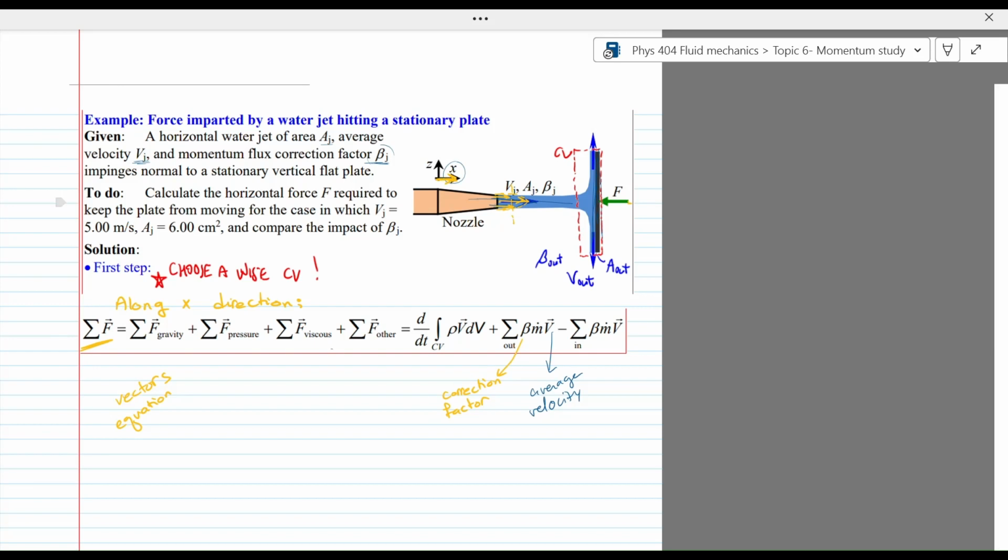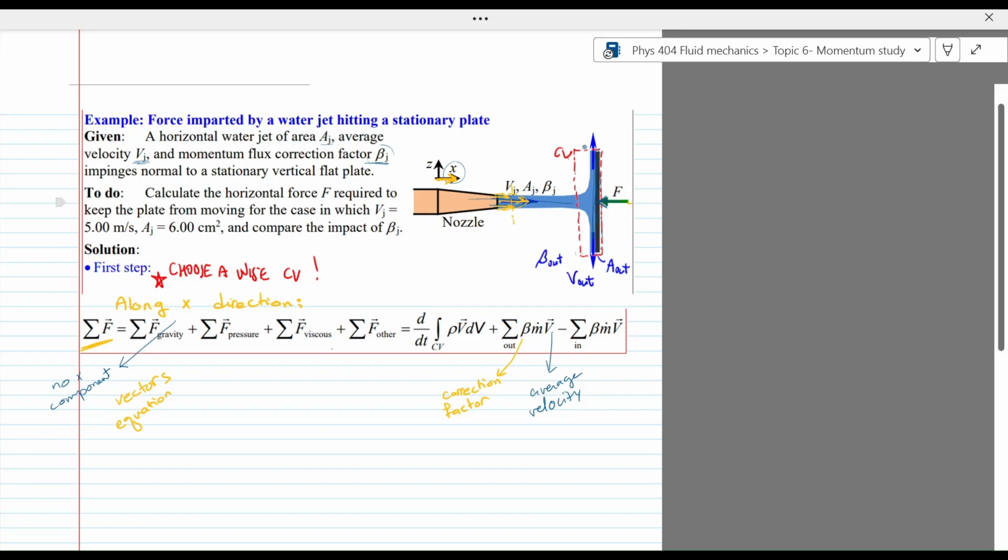Along the x direction, I can see that my equation will simplify a lot because of quantities that do not have any horizontal components, such as gravity. It has no x component, so it will not be kept in my conservation law. For the pressure forces, if we actually look at my chosen control volume, for this study, I'm going to choose a control volume that crosses through the plate so that I can have this force F here included to be acting on my control volume.